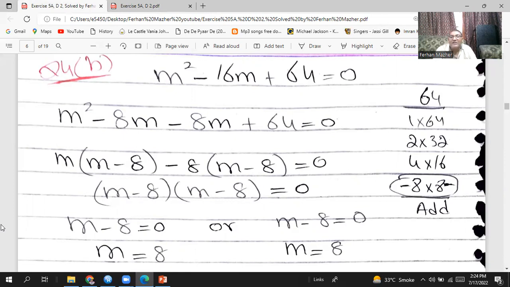M minus 8 equals 0, so m will be equal to 8. From both the places, you got the same value. So there is only one solution, and that is m equals 8.